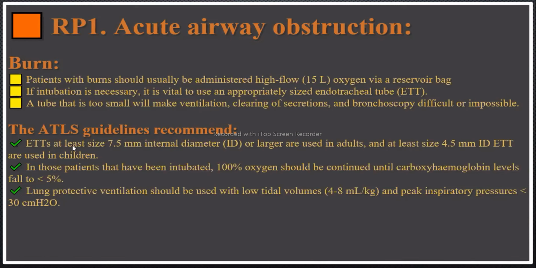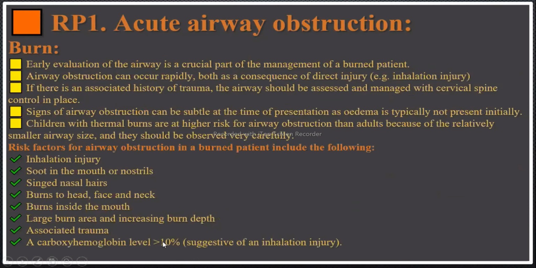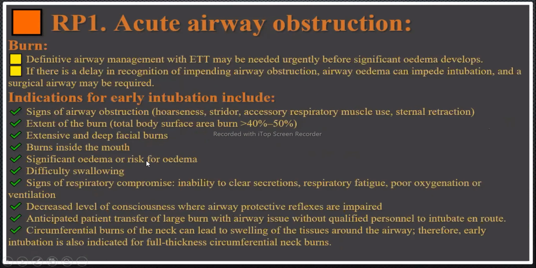ATLS guidelines recommend an ET tube of at least 7.5 millimeter internal diameter or larger in adults and 4.5 in children. You have to be familiar with that. 7.5 adult, 4.5 children. And for those patients that are intubated, 100% oxygen should be continued until the carboxyhemoglobin level is less than 5. Carboxyhemoglobin, as we said before, how much? If more than 10%, it means airway obstruction.